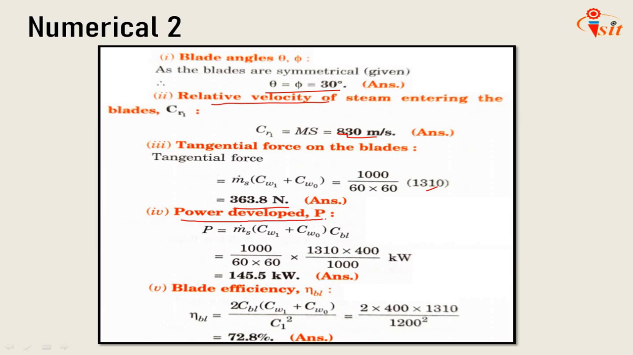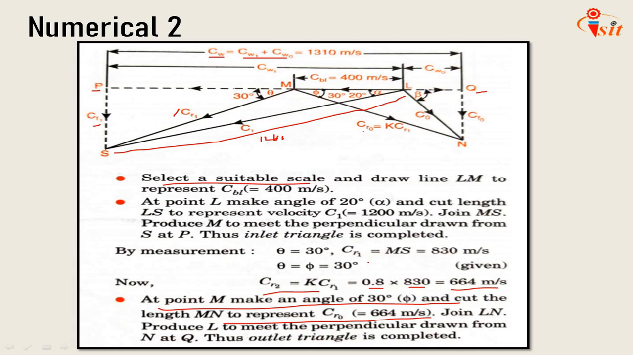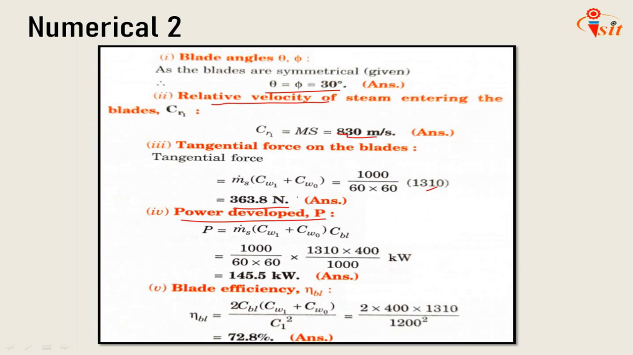The next parameter is the power developed P, which is MS times CW1 plus CW0 into CBL. So 363.8 multiplied by CBL. How much is CBL? 400, I think. Yes, CBL is 400 meter per second. Multiplying by that, we get the power as 145.5 kilowatt. And lastly, blade efficiency we need to calculate, and we have the equation 2 CBL times CW1 plus CW0 upon C1 square. By substituting the values, we get 72.8% as the blade efficiency.